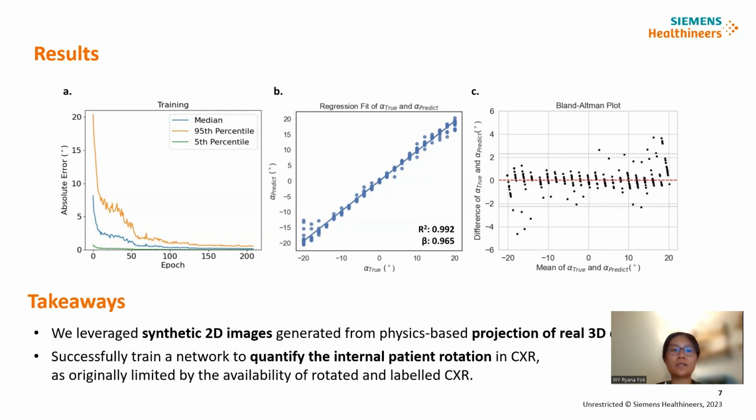And so the main key takeaways for our paper is that we leverage synthetic 2D images generated from the physics-based projection of real 3D data. And we also successfully trained the network to quantify the internal patient rotation in chest X-ray, as originally limited by the availability of rotated and labeled chest X-ray.